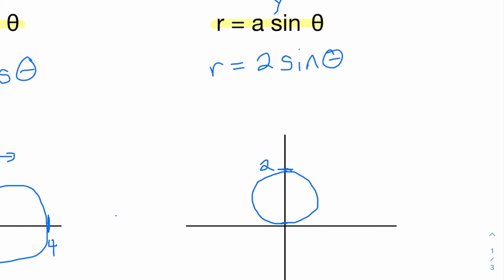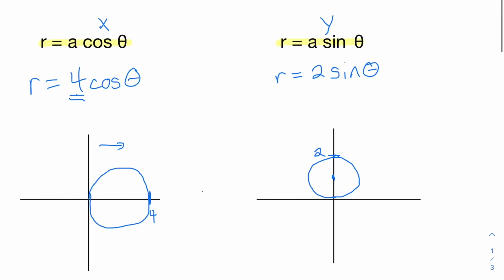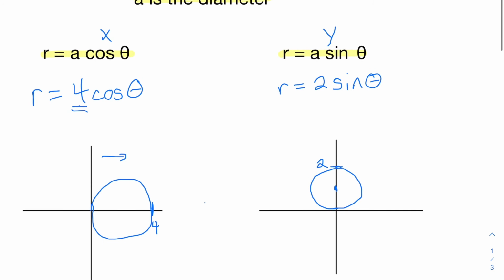And again, depending on what other questions you're asked, you can figure out that the center point of this would be (0, 1). And you could figure out the radius is going to be half of that value of a. So if the diameter is 2, the radius is going to be 1. You can use your circle knowledge to answer any other questions you have about this circle. So that's how graphing circles from polar equations is going to look.